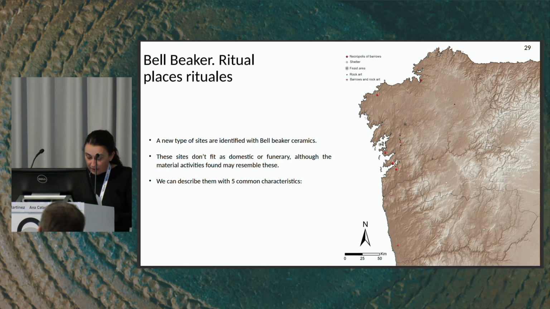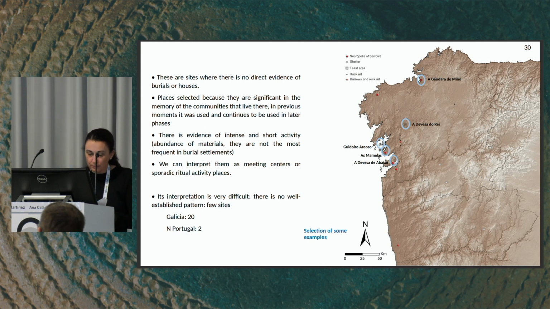A new type of site is identified with Beaker ceramics. These sites do not fit as domestic or funerary, although the material activities found may resemble this. We can describe them with 5 common characteristics. These are sites where there is no direct evidence of burials or houses. Places are selected because they are significant in the memory of the communities before and after Beaker. There is evidence of intensive and short activity, and we can't interpret them as meeting centers or something like this. In any case, we have a lot of difficulties for interpretation because it is not really a pattern.